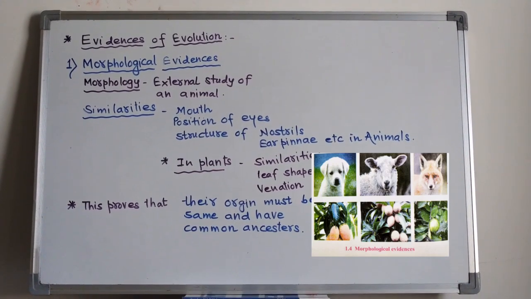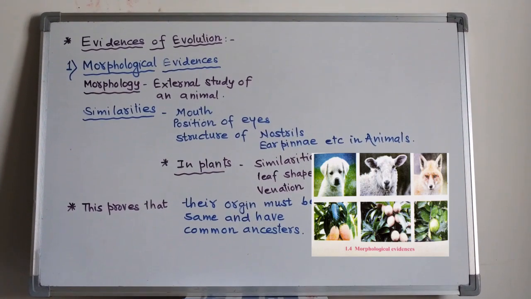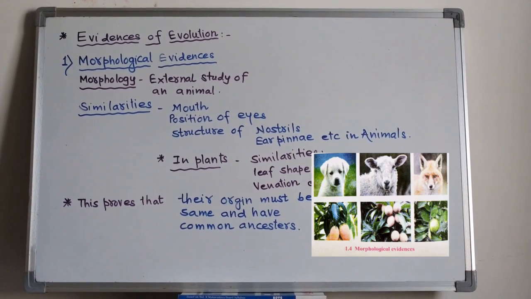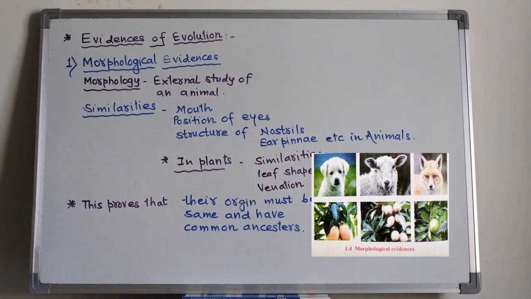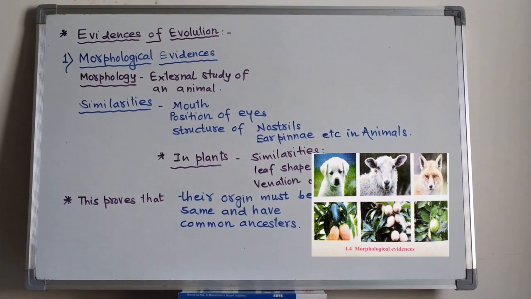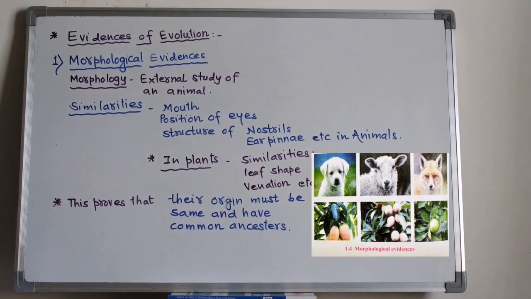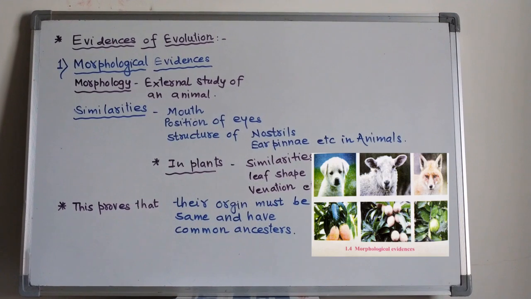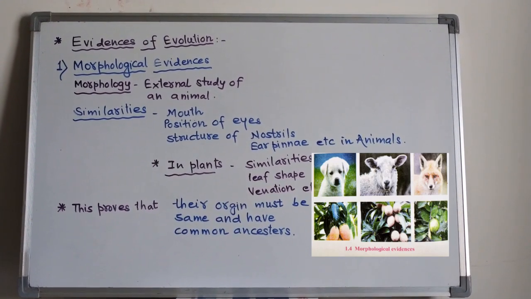So, in morphological evidences, similarities have been seen in animals, in the mouth, position of eyes, structure of nostrils, ear pinnae, etc. As well as in plants, similarities have been seen in leaf shape and venation. You have already seen venation in 9th standard, that is parallel venation and reticulate venation, etc. This proves that the animals' origin must be the same, and all these animals have common ancestors. These morphological evidences you can see on the right hand side of the board. A small diagram has also been given as the morphological evidence.